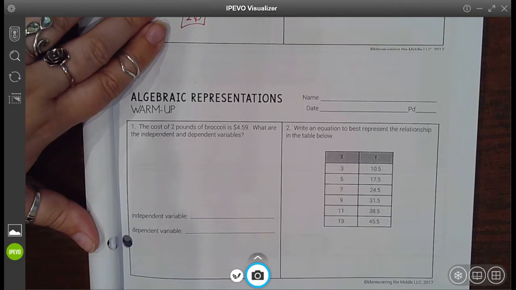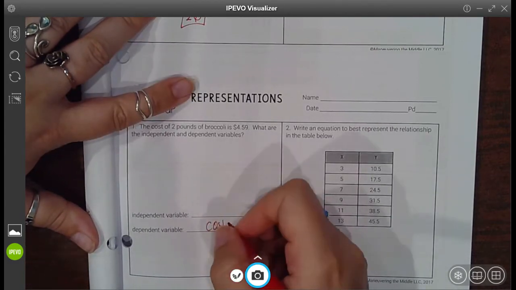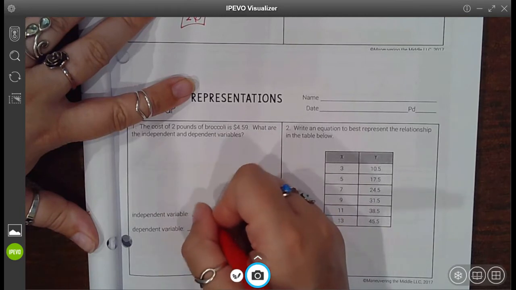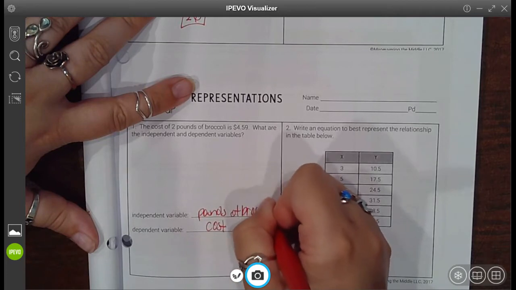So we're talking about the pounds of broccoli and how much it costs. I like to say it both ways, and then one way will make more sense than the other. How much money I spend depends on how many pounds of broccoli I bought. Or how many pounds of broccoli I bought depends upon how much money I spent. Which way makes more sense? Obviously, it's the money you spent. The cost depends upon the pounds of broccoli that you bought.